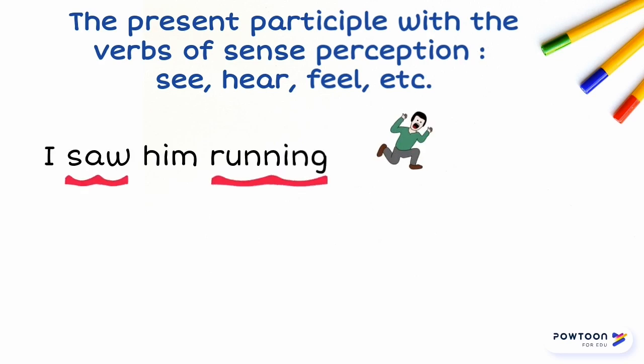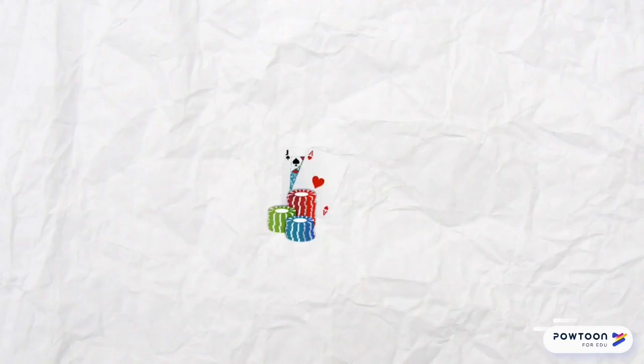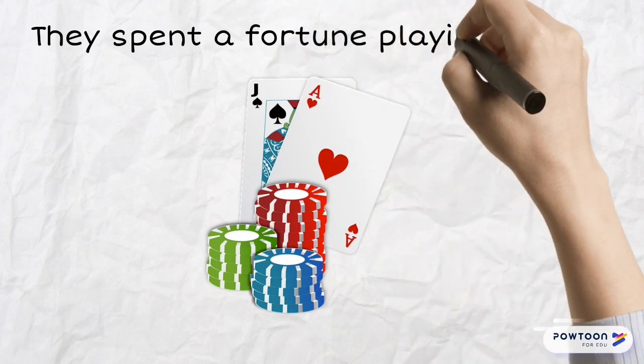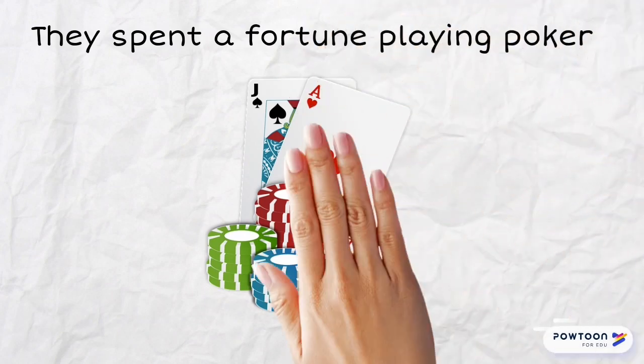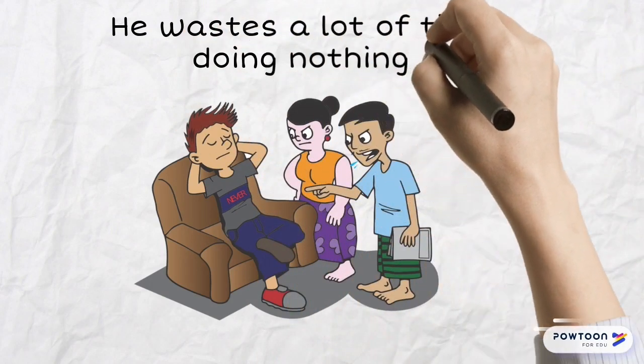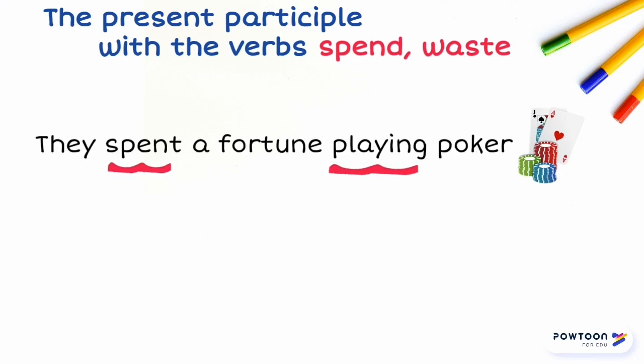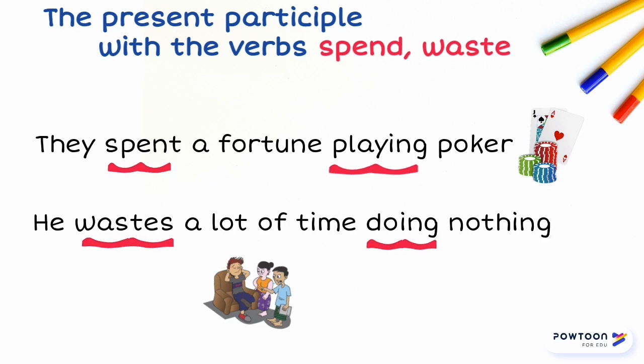We also use the present participle with the verbs of sense perception, see, hear, feel, and others. For example, I saw him running. I heard them singing. They spent a fortune playing poker. He wastes a lot of time doing nothing. The present participle is often used with the verbs spend and waste. They spent a fortune playing poker. He wastes a lot of time doing nothing.